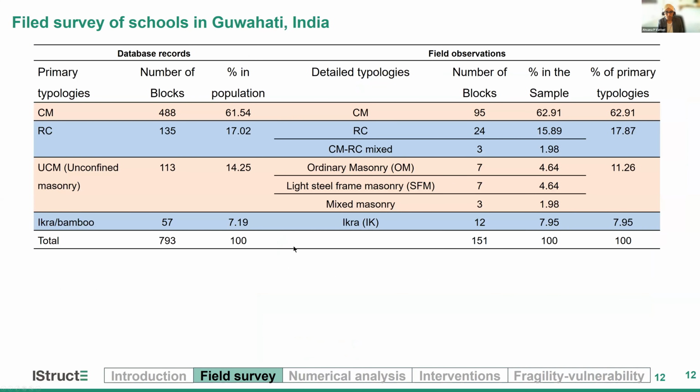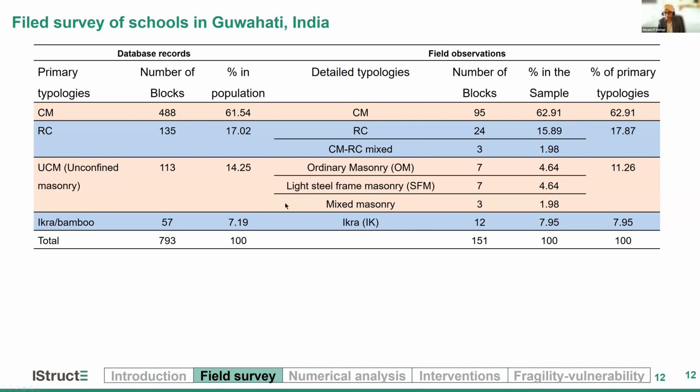Looking at the distribution of these typologies in the database that I mentioned, of the total population of schools, about 60% or more are confined masonry, and other typologies of RC and unconfined masonry are almost equally distributed, with some distribution of the traditional construction. An attempt was made to maintain that ratio in the field sample so that we have a representative sample.